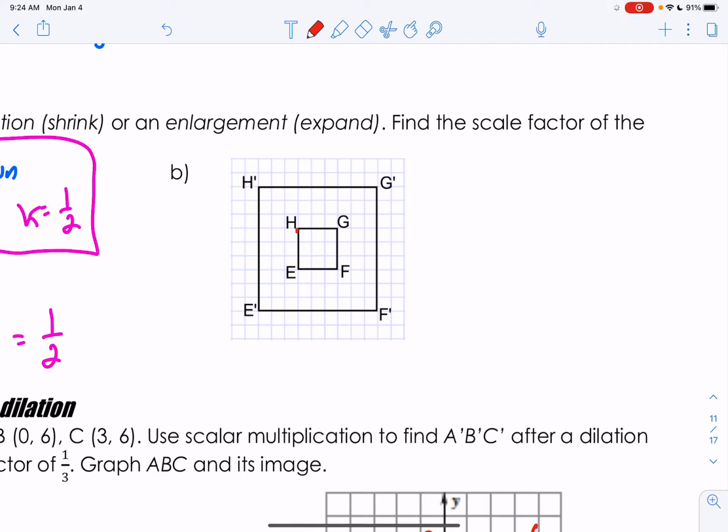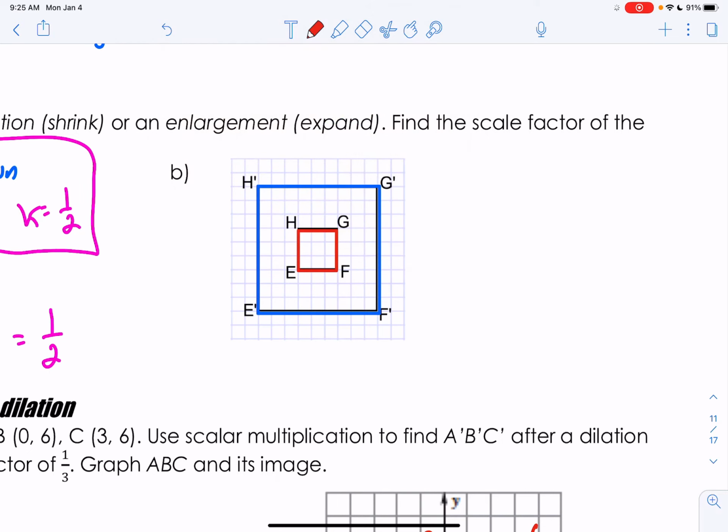All right, pre-image is the smaller square in the middle here, E, F, G, H. That's my pre-image. I know that because there's no prime notation there. My image is going to be the big square, because it has all that prime notation on there. So like the previous one, it doesn't matter which pair of sides you pick. Just pick one pair of corresponding sides.